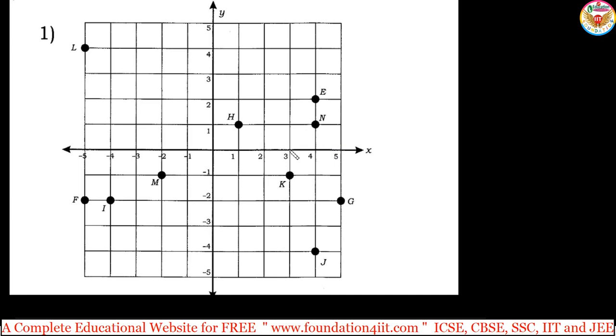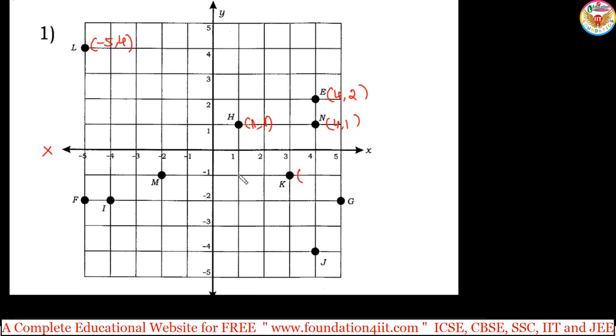We'll take point-wise ones. For example, let's start with L. L is what? Here is the x-axis. Always x first followed by y. It's minus 5 on x and 4 on the y-axis. So minus 5 comma 4 it is. H is 1 comma 1, because on the x-axis and y-axis both are 1. E is 4 comma 2. N is 4 comma 1.